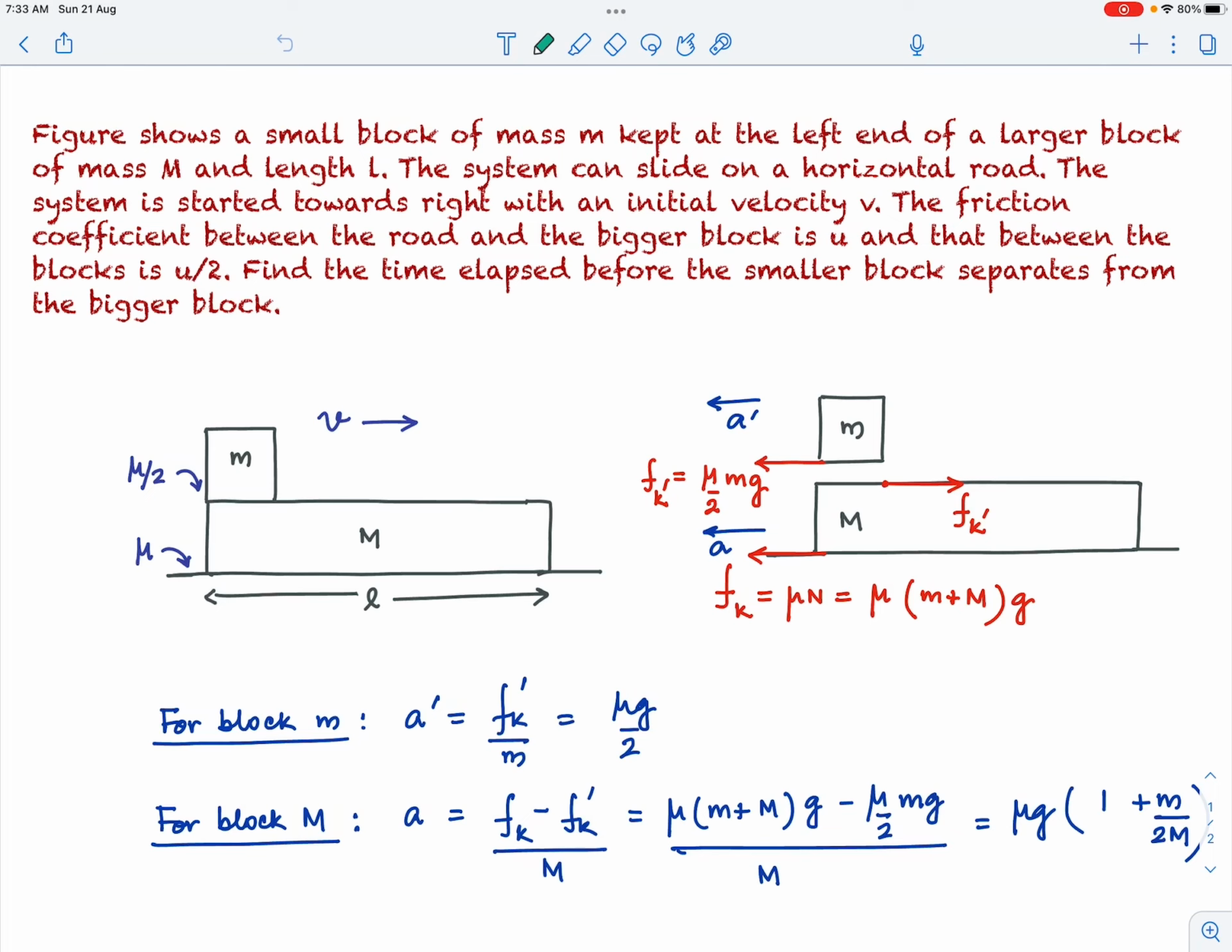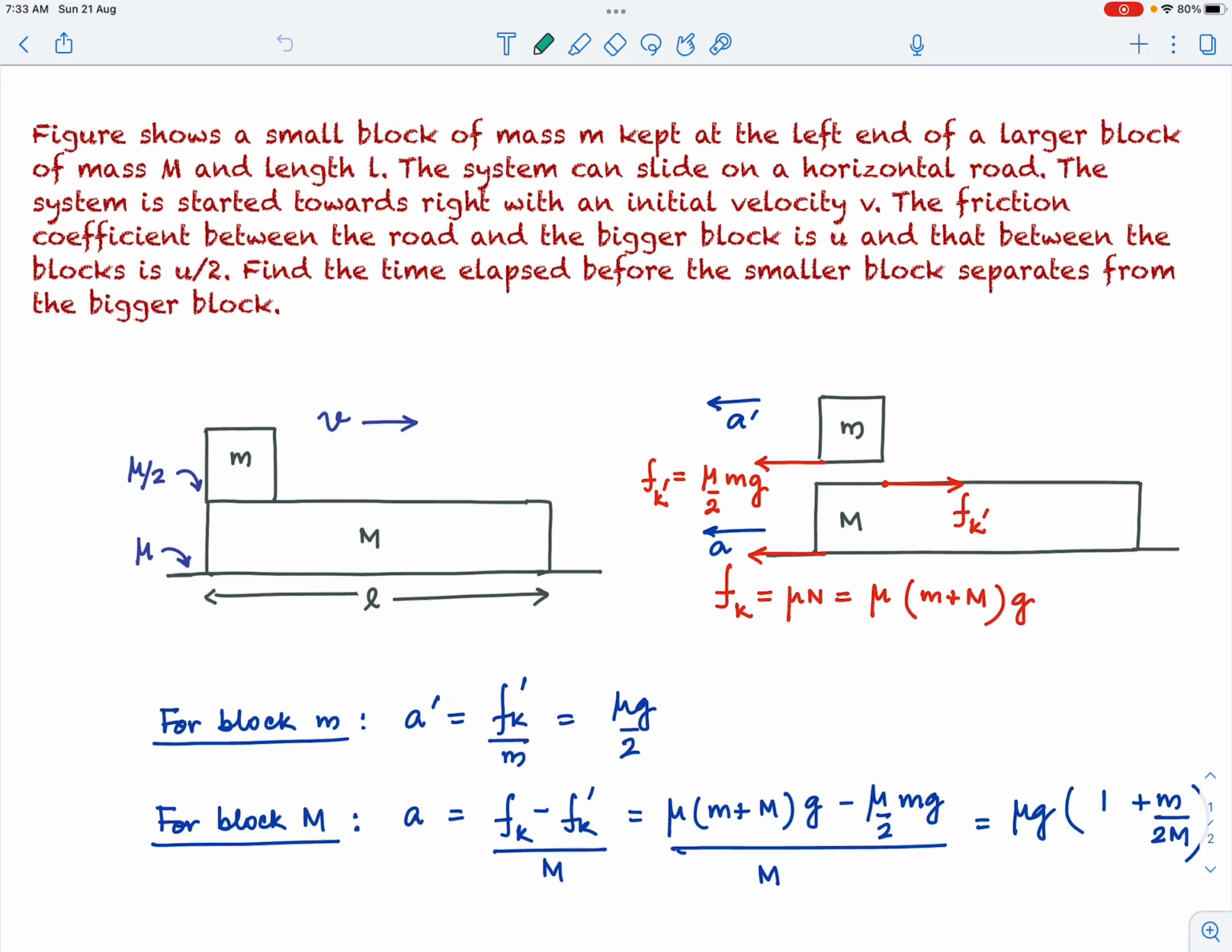The friction coefficient between the road and the bigger block is mu, and that between the blocks is mu by 2. Find the time elapsed before the smaller block separates from the bigger block. The figure is shown here.